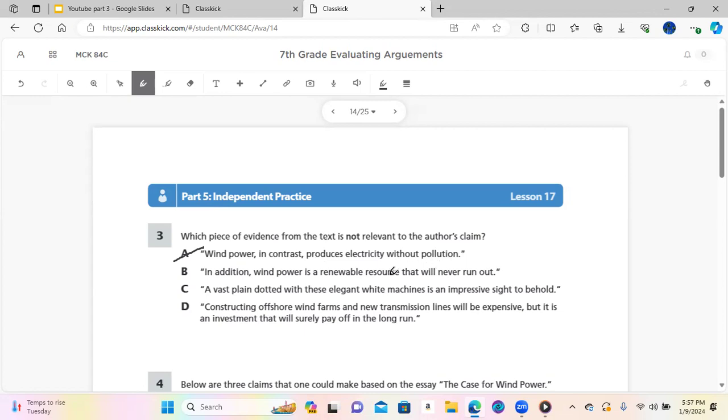Okay. B, in addition, wind power is a renewable resource that will never run out. This also gives a benefit of wind power. C, a vast plain dotted with these elegant white machines is an impressive sight to behold. What do you think about C?